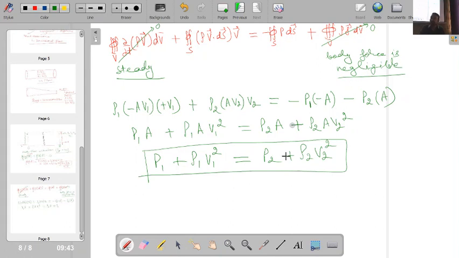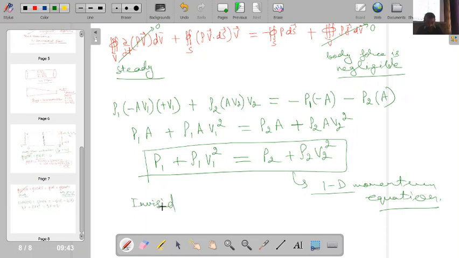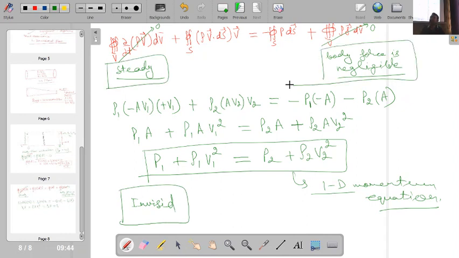Momentum equation. So it has become a one dimensional momentum equation. Now you tell me for which type of system this equation is valid. This is valid for steady flow, body force is negligible. I have not considered the viscous forces, so it means inviscid. So these are the three important keywords. I have taken the most general form, and from there one by one we have put the restrictions, and then we are getting the simplified versions. So up to this point, is it clear?